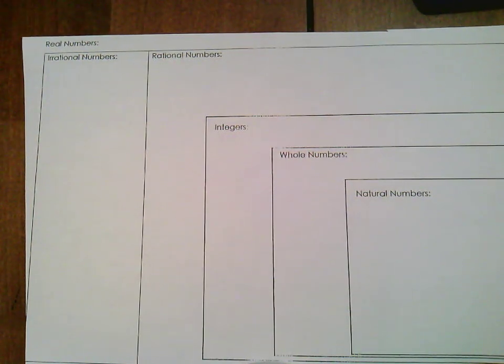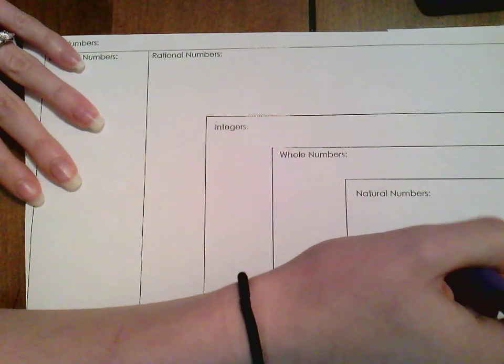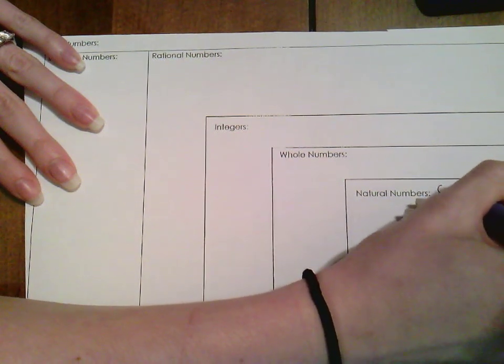Today we're going to review the real number system. This is important for being able to classify types of numbers. So we'll go ahead and start with the most specific category, which is natural numbers. Natural numbers are also known as counting numbers.